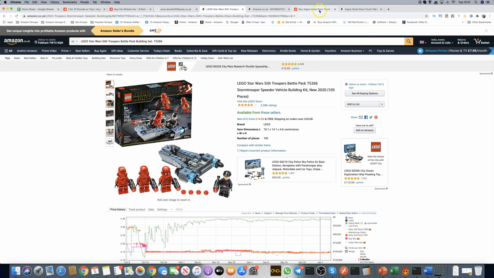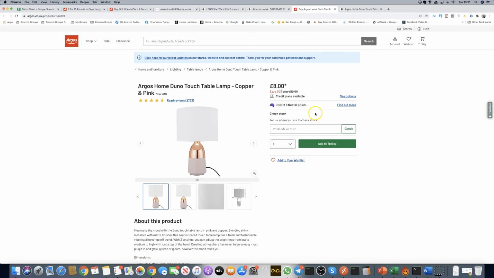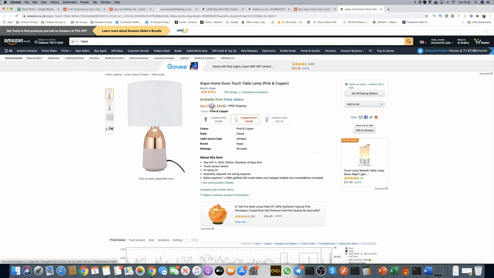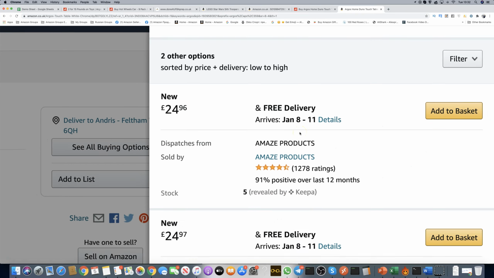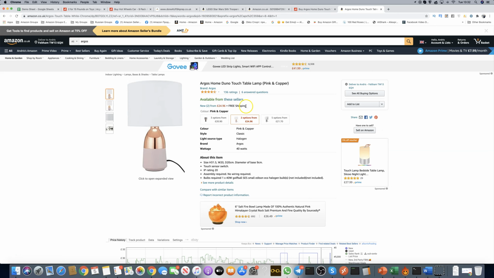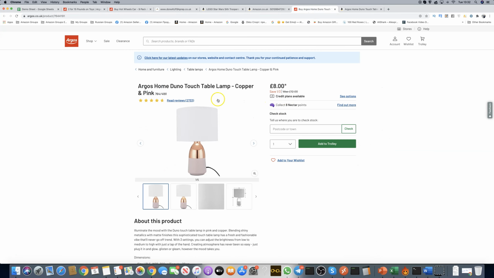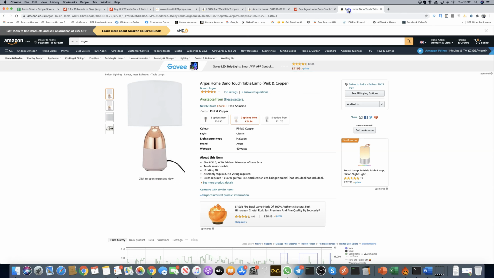In fact, let me show you the item I was telling you about. It's a lamp product, home and kitchen. It's not toys. We're buying it for £8 and it's selling on Amazon for $24.96. You can imagine how much profit you're making from this lamp product. Pink copper, buying from Argos, £8, selling for $24.96. I had it there for demonstration in case I could not find anything in this video, but I did.